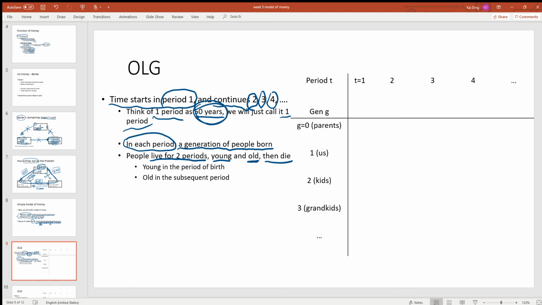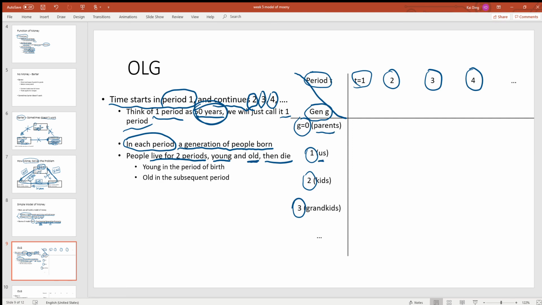In economics, we typically draw this table on the right to reflect overlapping generation structure. So on the horizontal axis, we have period. The first period, second period, third period, fourth, and so on. On the vertical axis, we have generation G. So we have generation 0, generation 1, generation 2, generation 3, and so on. You can really think of generation 0 as our parents, generation 1 as us, generation 2 as our kids, generation 3 as our grandkids.